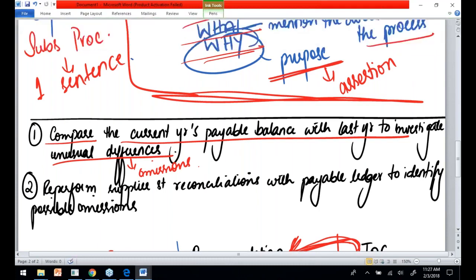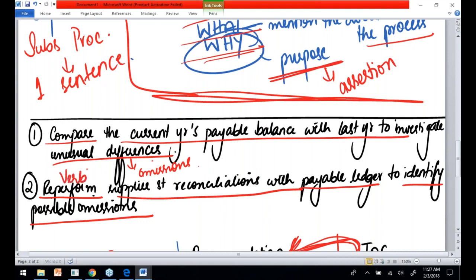How? It starts with a verb. It tells you what you're checking: reconciliations with payable ledger. Why? To identify possible omissions. A verb, a what, and a why. Now, can you start with the auditor should? Specifically, in a substantive procedure, no, you can't. You have to start with a verb.